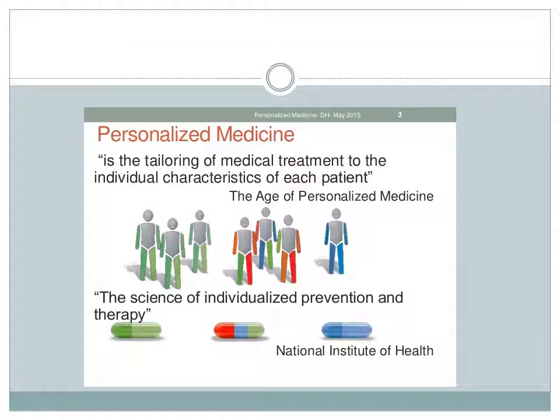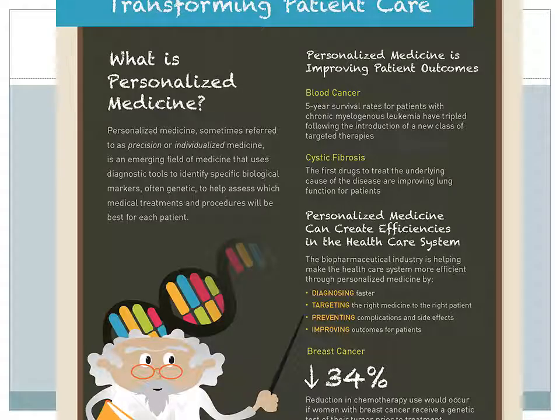And that leads us to the term personalized medicine, which NIH has defined as the tailoring of medical treatment to the individual characteristics of each patient. Today, we've entered an age of personalized medicine, the science of individualized prevention and therapy. And this is a poster showing how personalized medicine is transforming patient care.